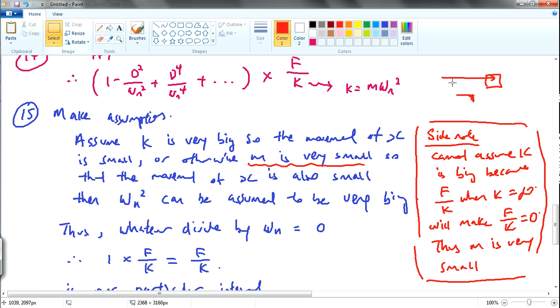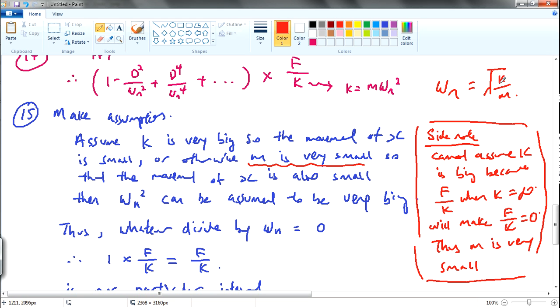You may be very confused why I'm talking about this. It is because, if you remember, natural frequency equals the square root of k over m, right? In order to make omega n big, we're trying to make omega n big so that we can clear away all this stuff in order to have f over k as our final answer. So therefore, we would assume that either k is very big or m is very small. We can assume that m is very small, very negligible.